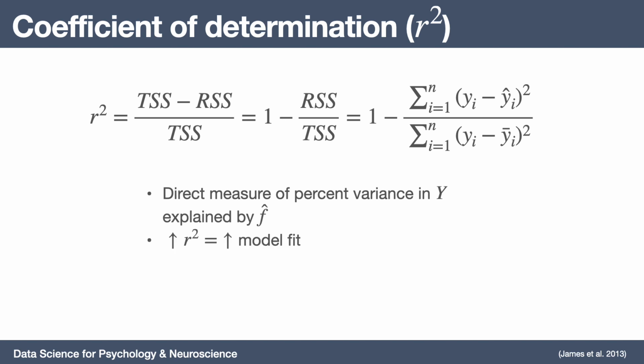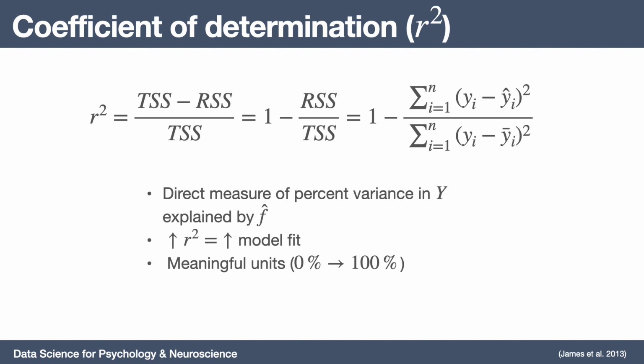So increasing R squared means greater model fit. The higher the R squared is, the closer to 1 it is, the more variance that you're explaining with your model. And it's in these interpretively meaningful units. The value ranges from 0 to 1, or 0% to 100%. Your best fit model will explain 100% of the variance.